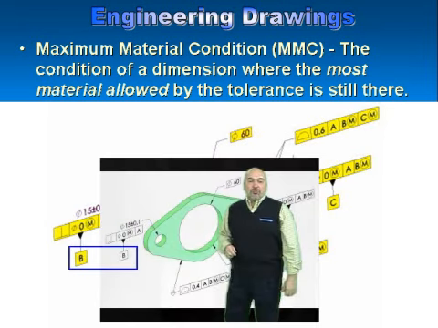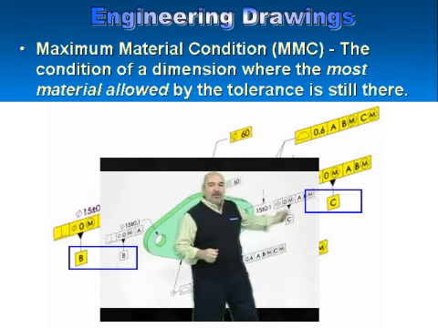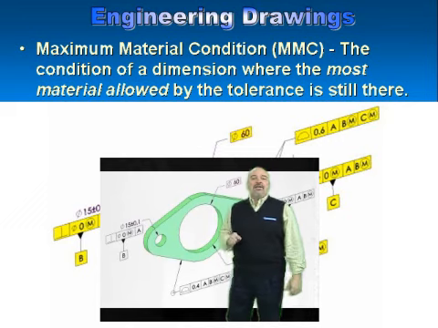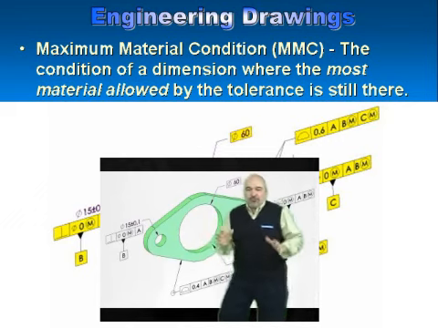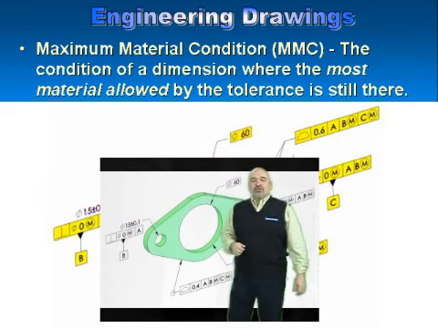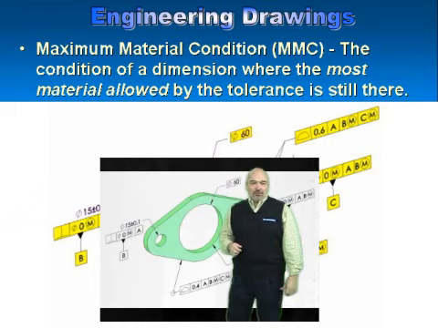Datum features B and C have been modified at MMC. This doesn't change the profile tolerance zone, which is still 0.4. It does allow the profile tolerance to float a bit when the datum features are made larger than their virtual condition. Let's say this part is to be inspected using an overlay on an optical comparator.